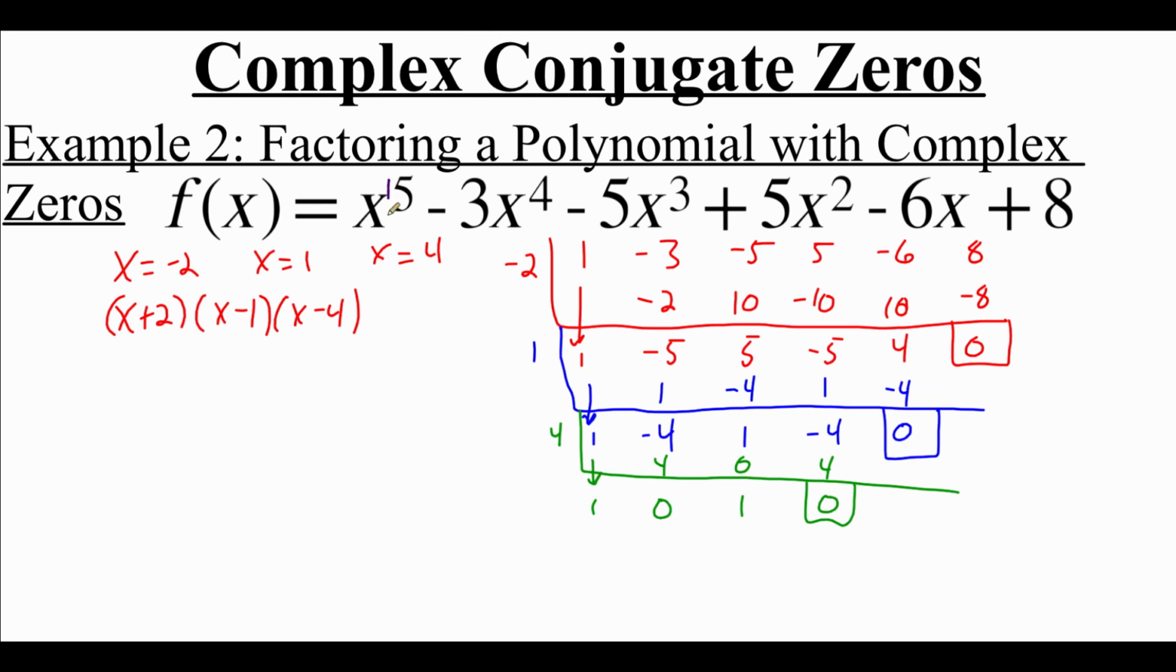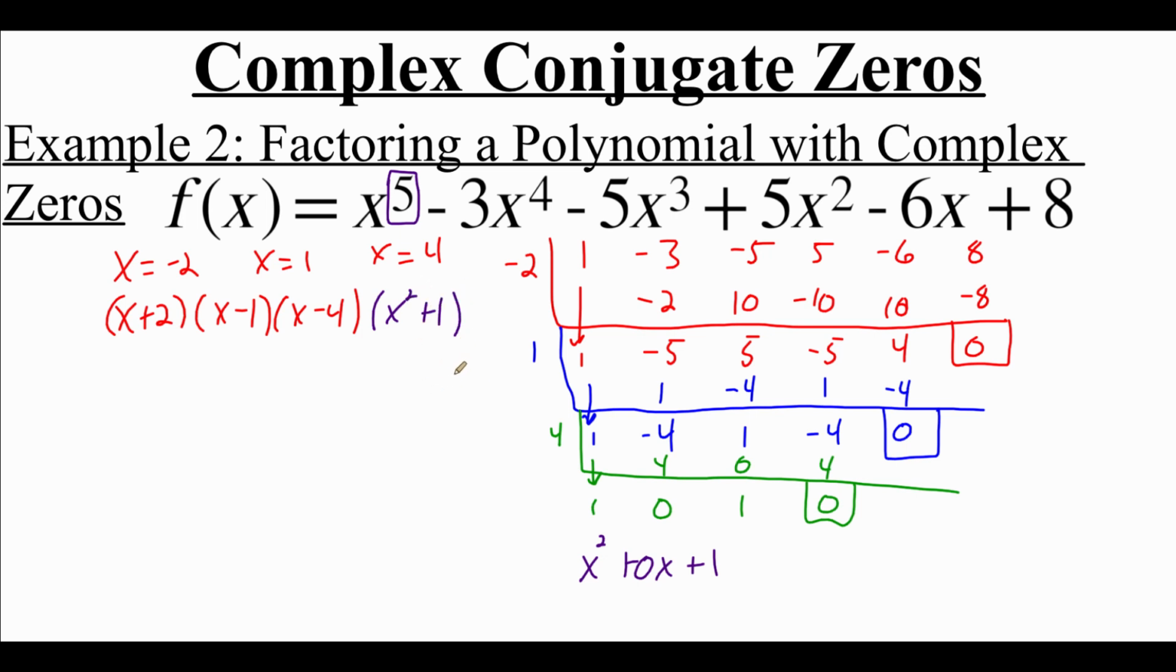Now, we started with a fifth-powered function, but we did 3 rounds of synthetic division, so we would have to drop the power by 3. So this 1 is really on an x squared, this 0 is on a plain x, and this 1 is our constant on the back end. And if we get rid of that 0x in the middle, then that tells us that our remaining factor is really x squared plus 1.